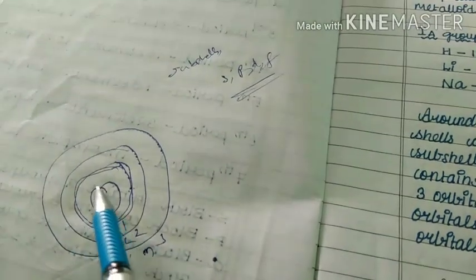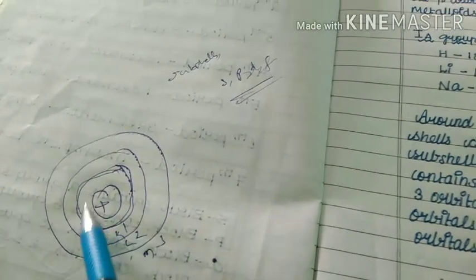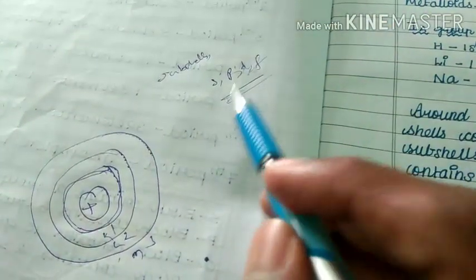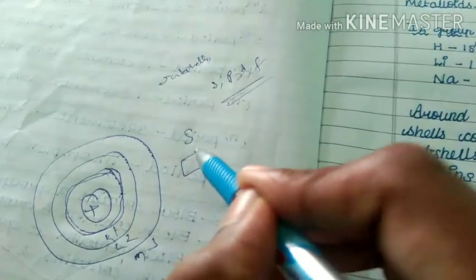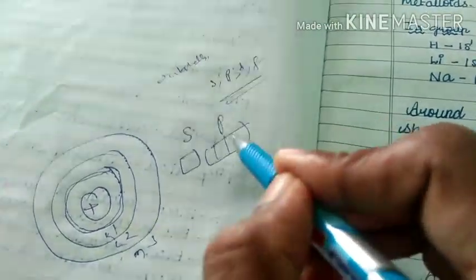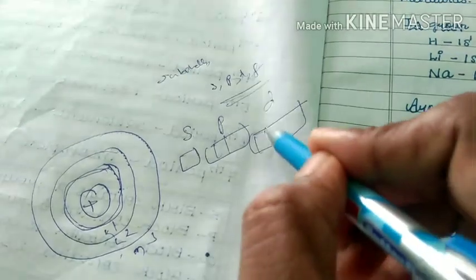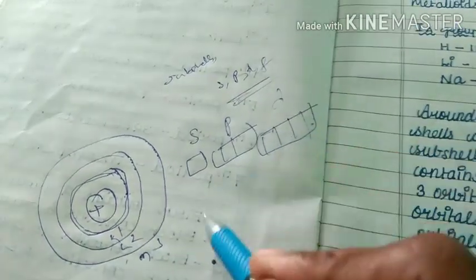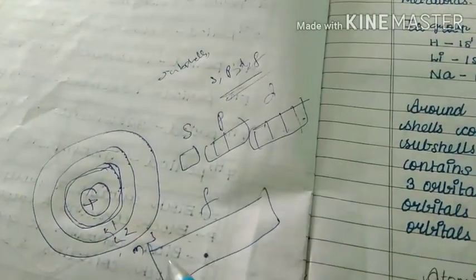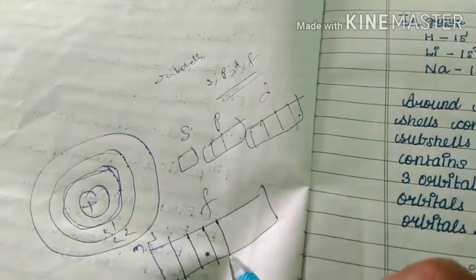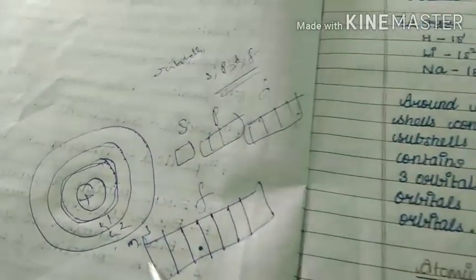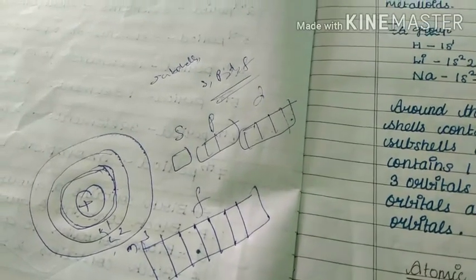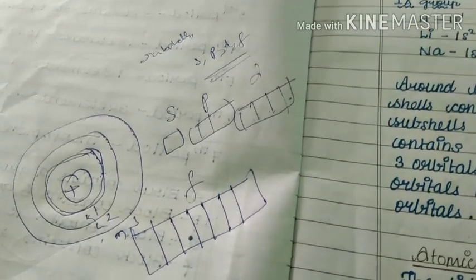So around the nucleus, shells are present. Shells contain subshells. Subshells are what? S, P, D, F. These subshells contain what? Orbitals. S subshell contains only one orbital. P subshell contains 3 orbitals. D subshell contains 5 orbitals. These boxes are considered as what? Orbitals. 1, 2, 3, 4, 5. And F subshell contains 7 orbitals. 1, 2, 3, 4, 5, 6, 7. And these orbitals contain electrons. That is about the structure of the atom.